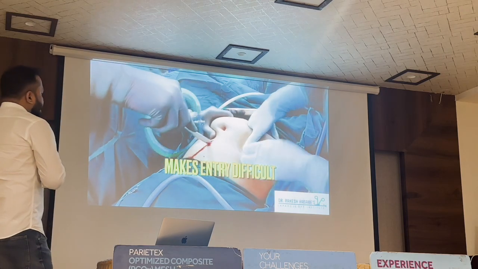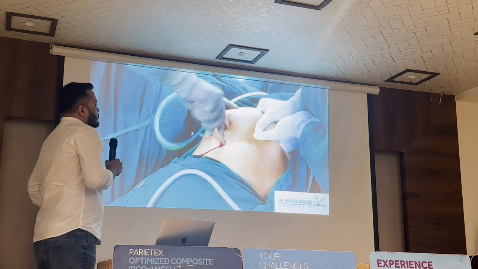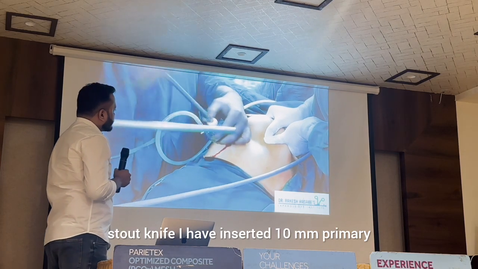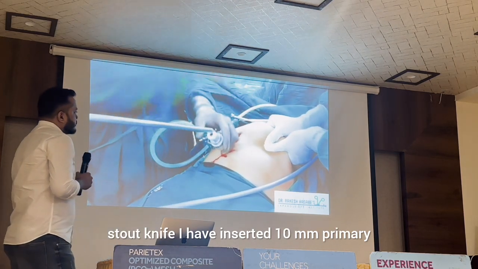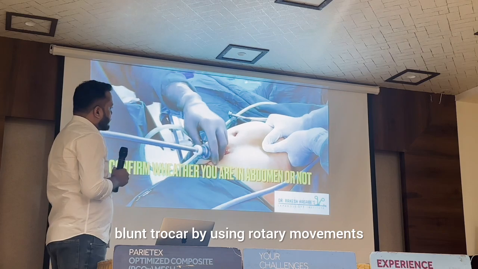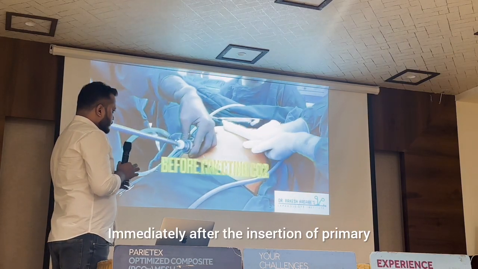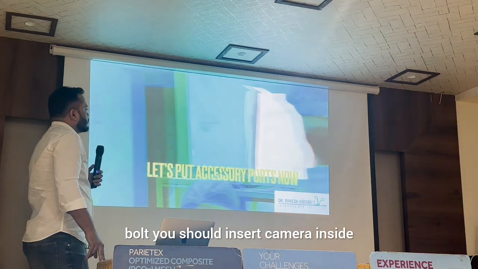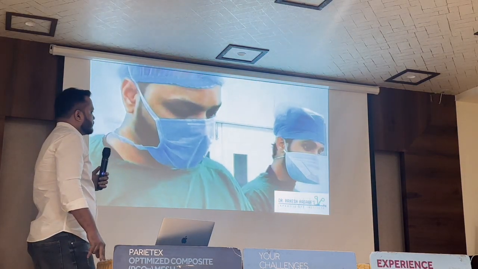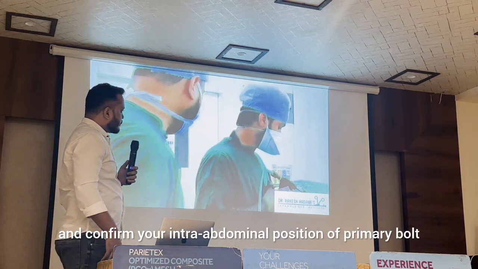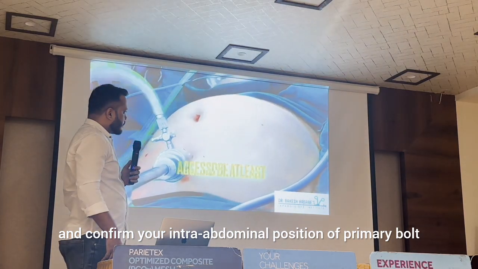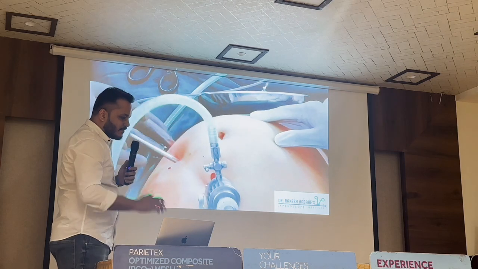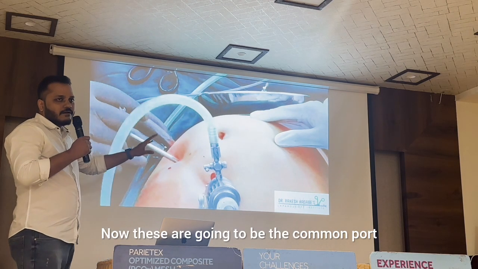Around 4 finger breadths above the umbilicus. After taking an incision of about 1 centimeter using a stout knife, I have inserted a 10 mm primary blunt trocar using rotatory movements. Immediately after the insertion of the primary port, you should insert the camera inside and confirm the intra-abdominal position of the primary port. Also, you should always examine the entry sites to check for any injury caused by the primary trocar.